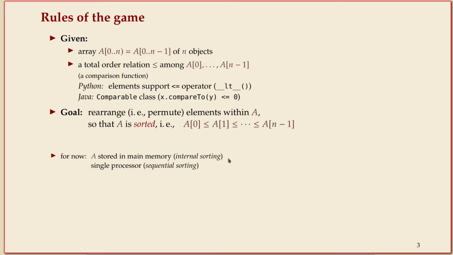For the first part, we assume that the array fits into main memory. That's an important assumption, because it means that different algorithms are efficient. And we use just a single processor, but we'll come back to that at the end. The rules of the game good so far?